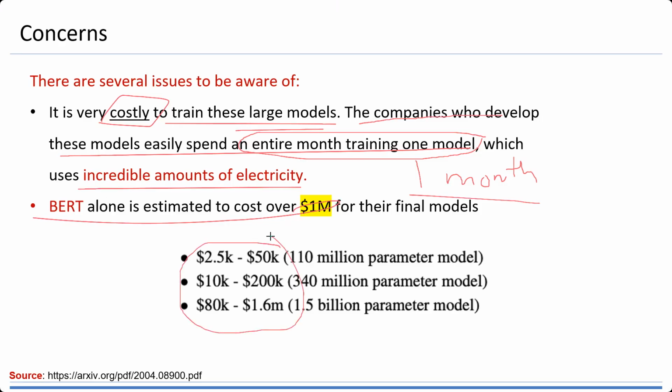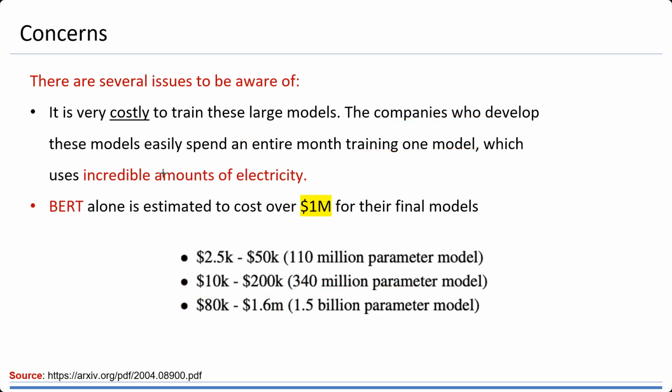Some of the researchers also try to get this data. If you train with 110 million parameters, the cost will be around this. If you have these parameters, the cost will be like this one. If you have 1.5 billion parameters, you will spend a cost like this one. So you can imagine, this is only 1.5 billion. How about if the parameters is 6,000 trillion? Then it means a very, very huge cost, and an incredible amount of electricity will be spent.